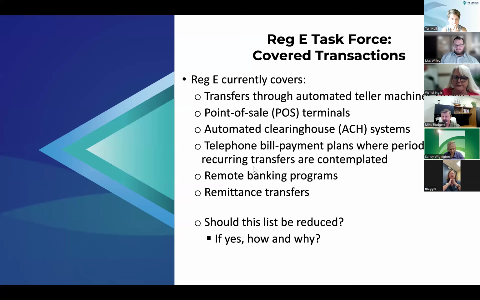Telephone bill payment plans where there's periodic or reoccurring transfers. Any thoughts on this removal? It seems, I say it seems archaic, but we do still have members that handle payments this way. Thoughts on that? Yes, Ashley, zero liability.